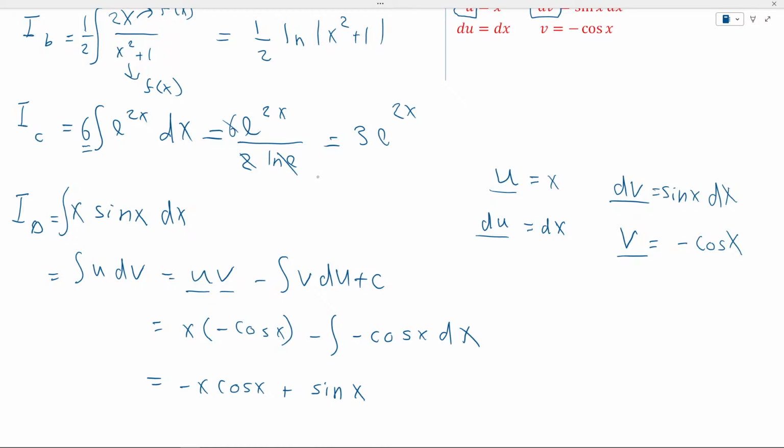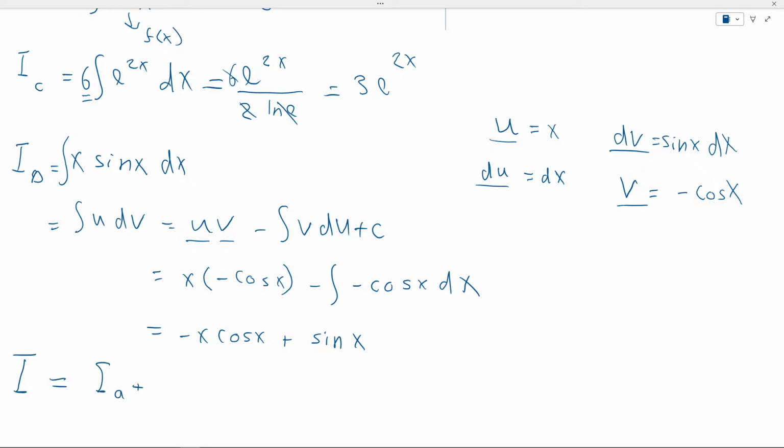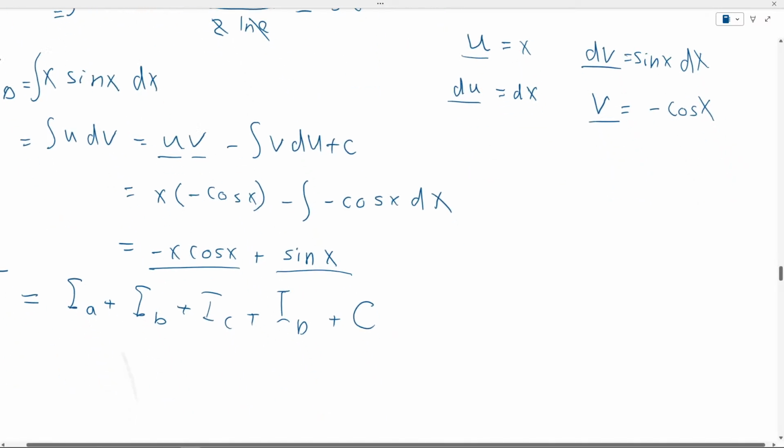And then plus a constant here. Or I will just ignore the constant here. So the integration would be the integration of a plus b plus c plus d plus this constant. Yeah. So negative x cosine x, and then I have here sine x.